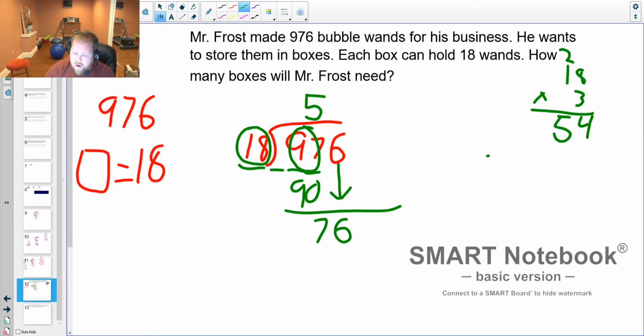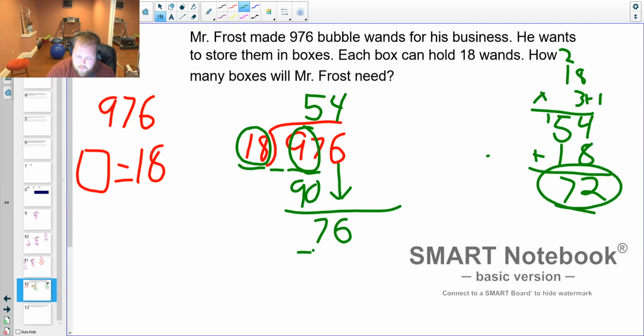It looks like we can fit another group of 18. So we had 3 groups of 18, and we're going to add one more. Plus 18. 8 plus 4 is 12. 2. Carry the 1. 1 plus 5 is 6. Plus 1 is 7. Okay, so that is 72. We had 3 here, and then plus 1. We're going to use 4. So we're putting 4 right there. 4 times 18 is 72. Equals 4.